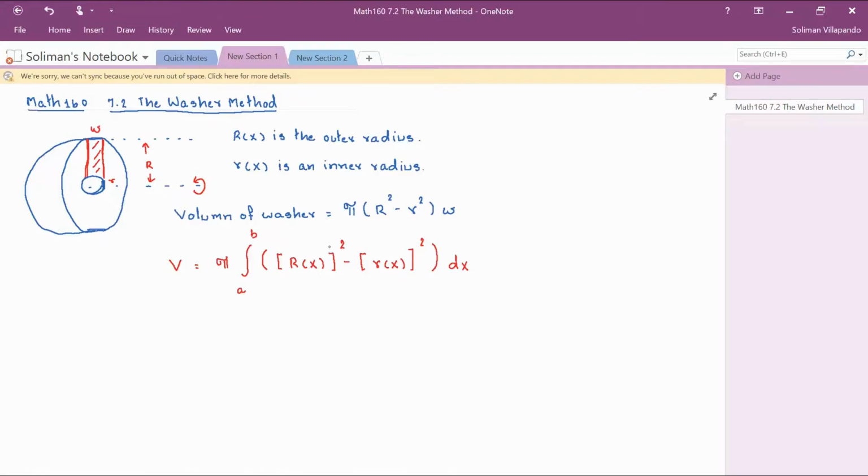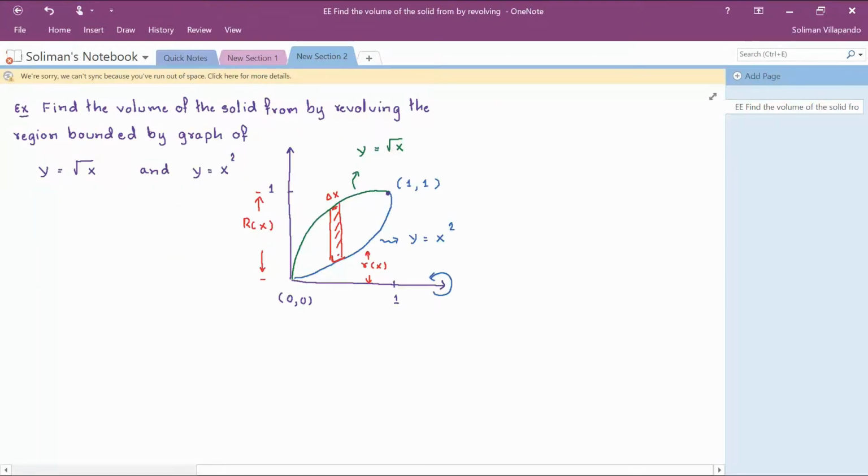So let's look at an example. Find the volume of the solid formed by revolving the region bounded by the graph y equals square root of x and y equals x squared. If you square both sides of the first, you're going to have y squared is equal to x. In other words, if you rewrite this, x equals y squared.